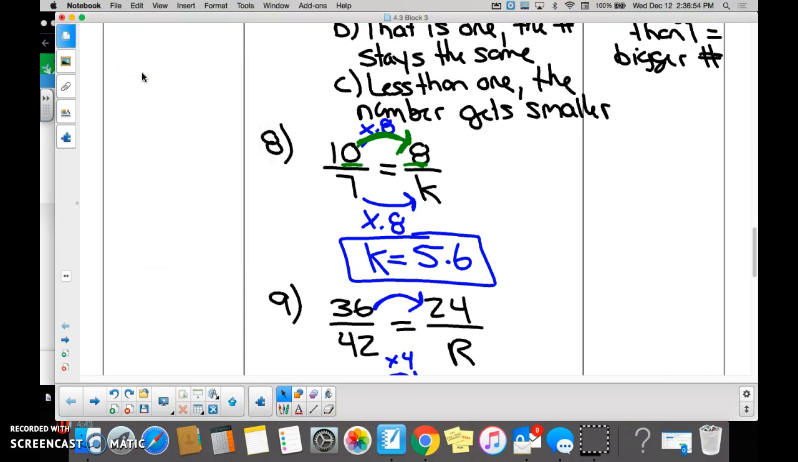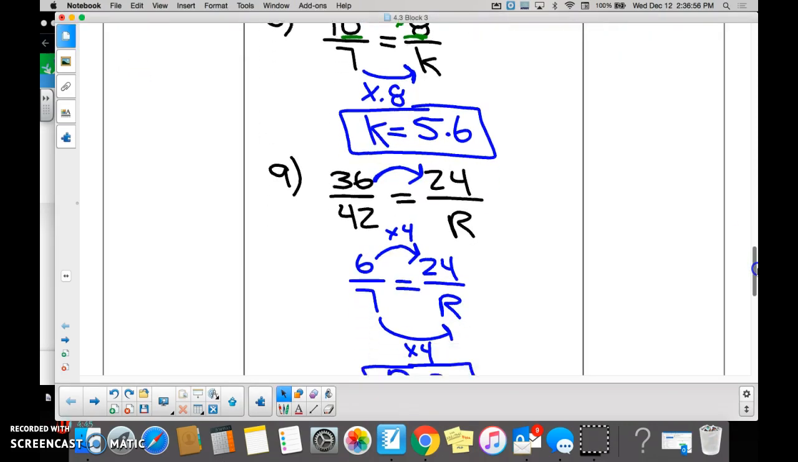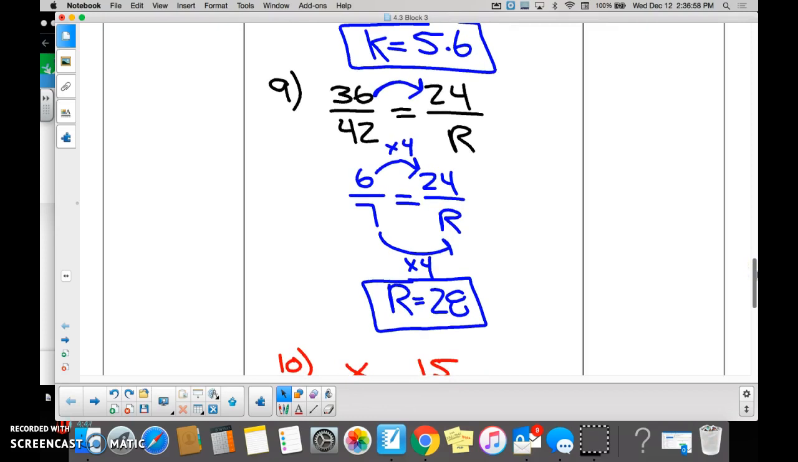Number 9, remember this one? You guys all decided to take like a weird direction to solve. You all realize 36 and 24 are not friendly. So what is the first thing you should always check to do? Reduce. And when you reduced it, you got 6/7. 24/r stays the same. Is it easy to get from 6 to 24? Yes.